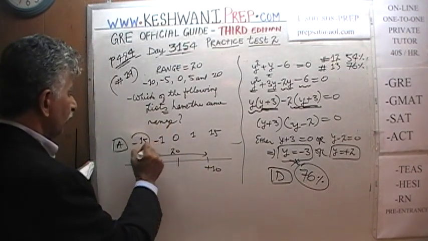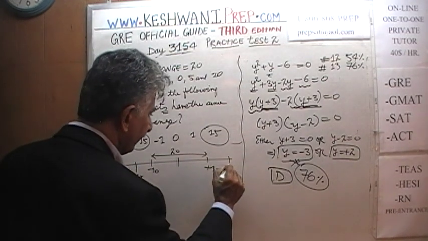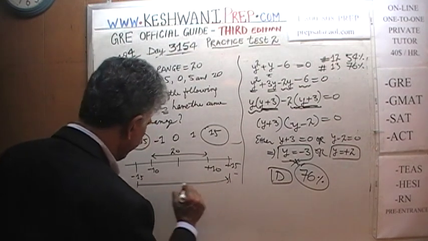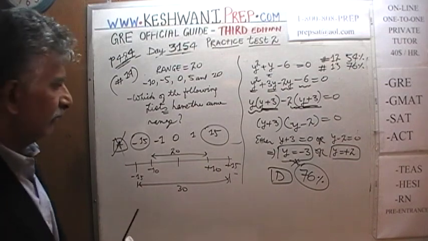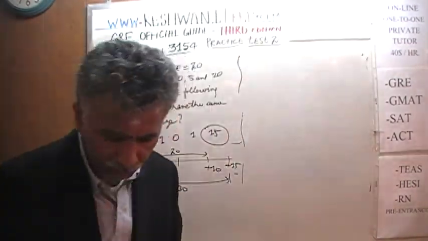But this one goes from negative 15 to positive 15, so it has a range of 30. Obviously, it's not the right answer. It doesn't have the same range. Let's look at the next one.